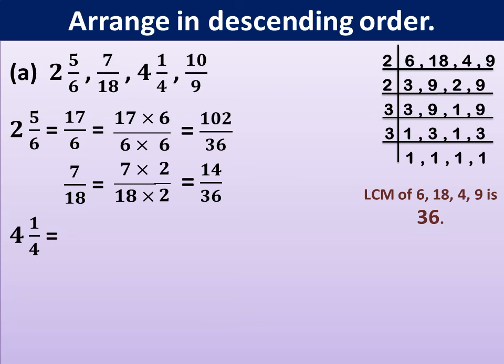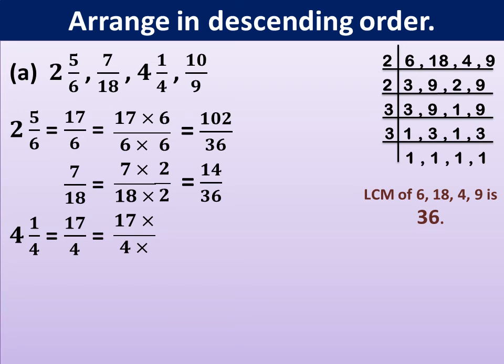Now we take 4 1 upon 4 to make the denominator same. 4 1 upon 4 is a mixed number. So first we will convert it into an improper fraction. 4 4s are 16 and 16 plus 1 is 17. So the fraction is 17 upon 4.